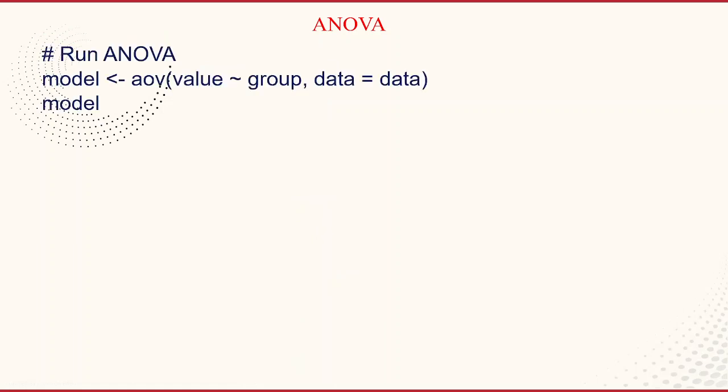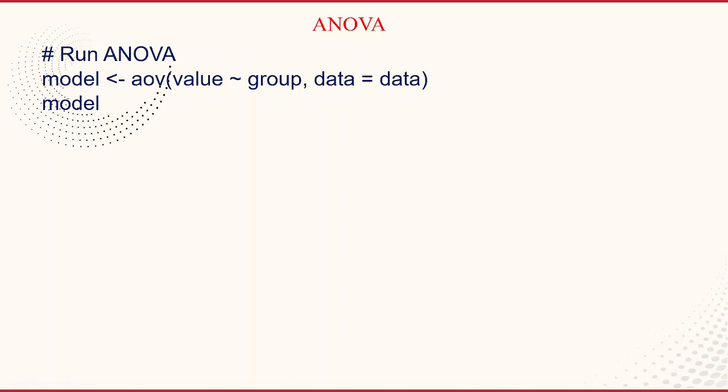Now run the Anova. For that you have to use this function. The model is assigned to AOV. Anova is AOV, value in relation to the group. That is, the data we take is already stored in the data frame, so data equals data. From that data it will relate value and group.